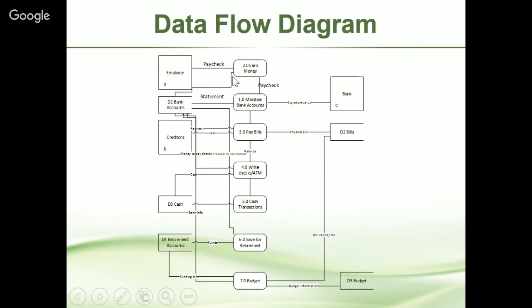Now, these don't have to be arranged in 1.0, 2.0, 3.0 order, and in some cases, you really just want to arrange them so that the diagram makes the most sense. But you can see what happens. We earn money. Also, this doesn't put arrows on the data flows, which I think is a big problem, but it at least shows that there's data flowing. So you get a paycheck from your employer, which goes into your bank account. Let's look at maintain bank accounts. So you're going to get statements from your bank accounts, and you have signatures at the bank. So that's at a very, very high level.